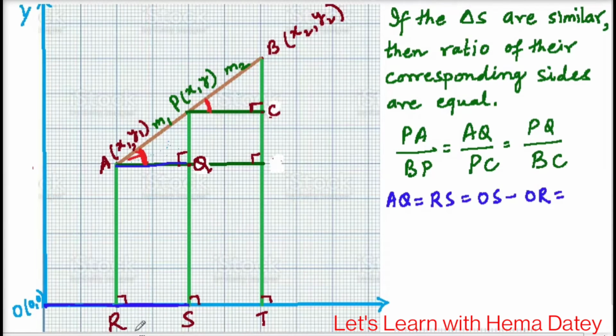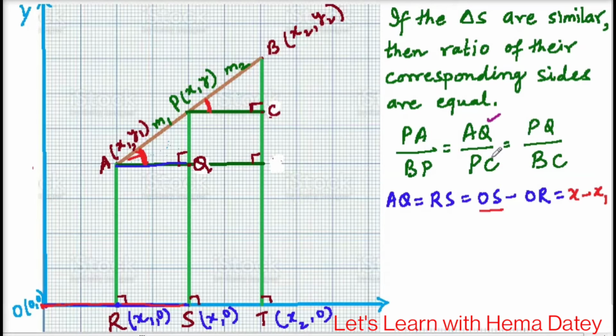Coordinates of R we can write x1 and 0 because x coordinate is the distance from y axis and on x axis y coordinate is 0. Now coordinates of point S are x, 0 and coordinates of point T are x2, 0. So the distance OS, it is actually x minus OR. OR is actually x1.